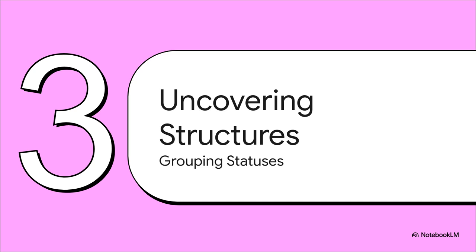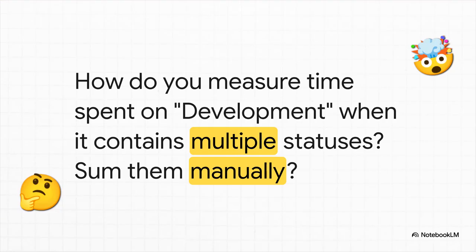Now, those basic charts are fantastic, but what happens when your workflow is, well, a little messy, a little complicated? Let's talk about that. Sometimes, to see the real story, you need to group things together, and that's where status groups are a total game changer. Here's a classic problem, right? Your review phase isn't just one step. It's peer review, QA testing, design approval, a whole bunch of different statuses. So how do you measure the total time spent in review as a whole?